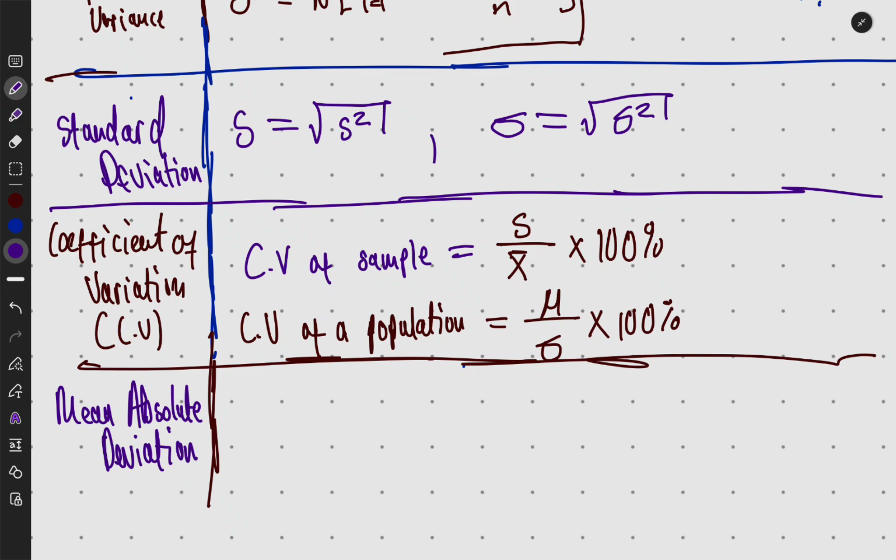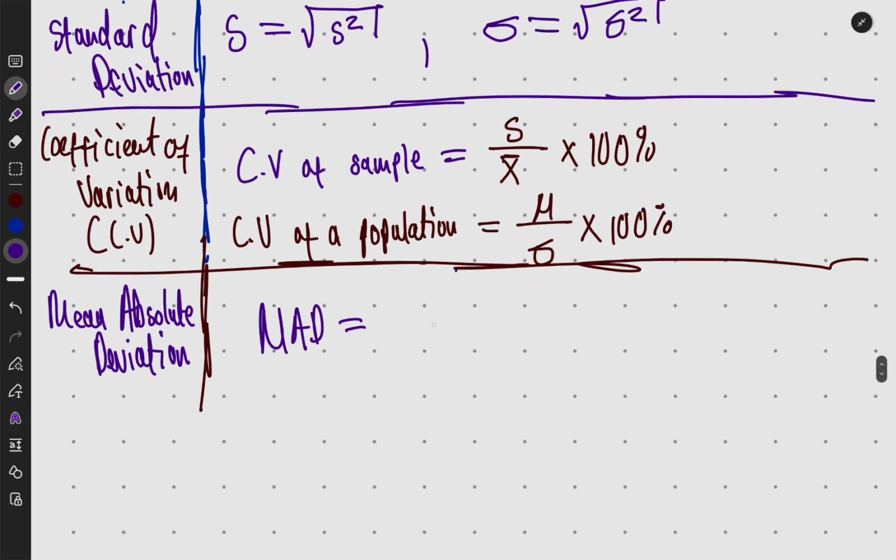So what do we mean? To find the mean absolute deviation, the shortcut is going to be MAD. So MAD is for mean absolute deviation. And what is the formula which you're going to write down for MAD?